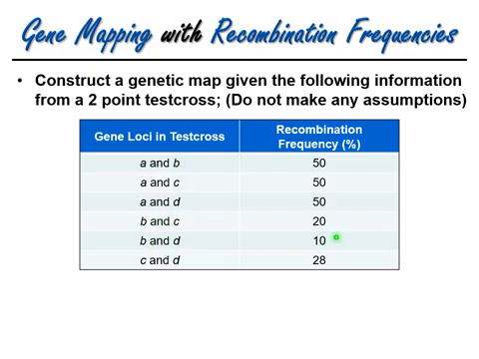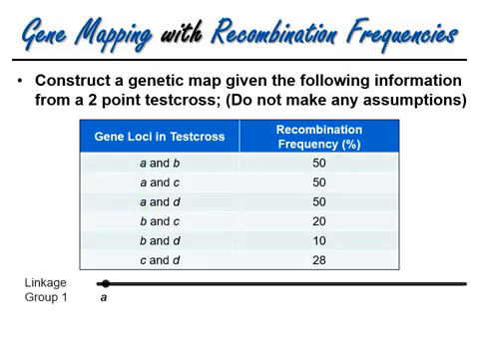B and D are in the same linkage group. C and D are in the same. Okay, so B, C, and D are in the same linkage group. A is all by itself. That's what I can just gain from looking at these numbers. So let's put A all by itself.